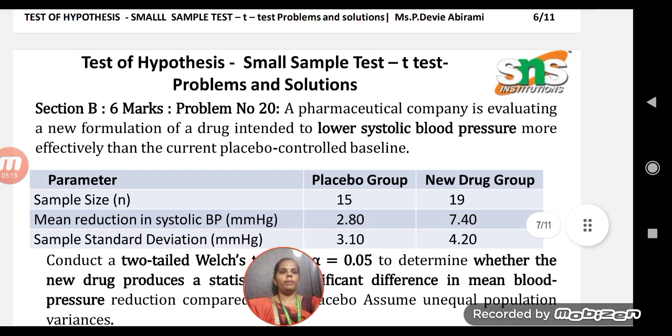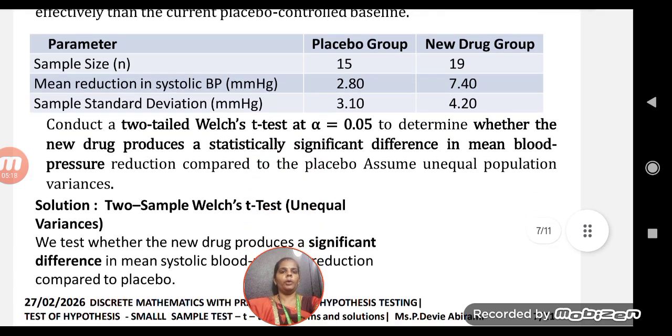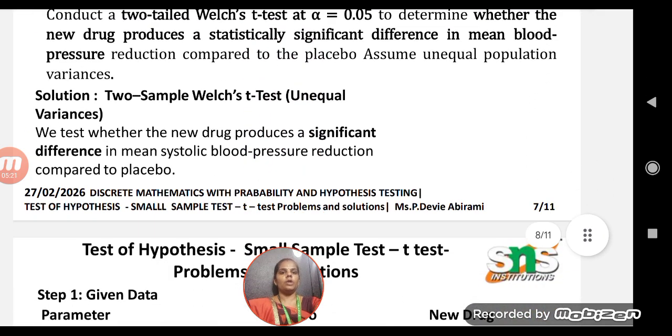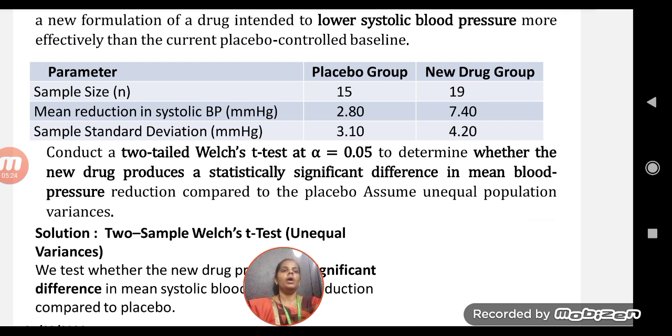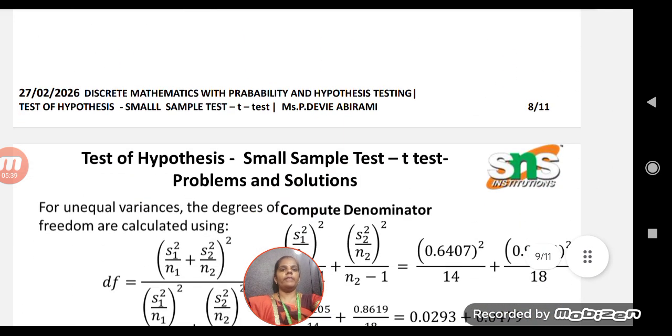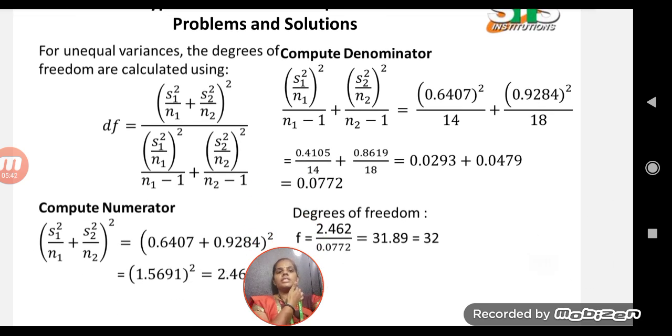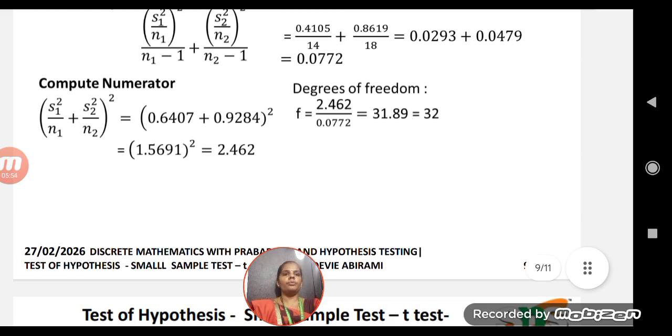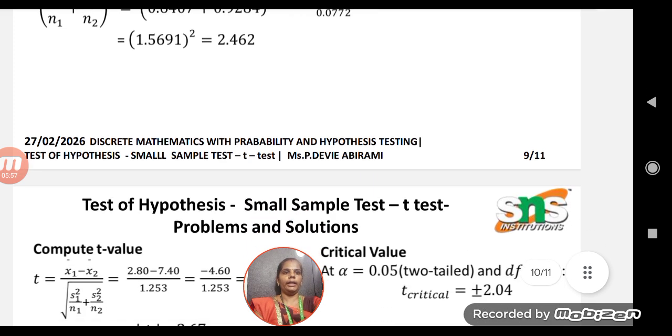Okay, from the previous problem, similarly, the next problem is also solved, but it is a case of a two sample test. The sample sizes are 15 and 19, the mean reductions are 2.80 and 7.40, and the standard deviations are 3.10 and 4.20. For this test, in the previous video itself, I have explained the Welch-Satterthwaite formula. So Welch-Satterthwaite is also used here to find the degrees of freedom. While substituting the known data, I will get the answer as 0.0772. So the degrees of freedom is approximately equal to 31.89, which is 32.